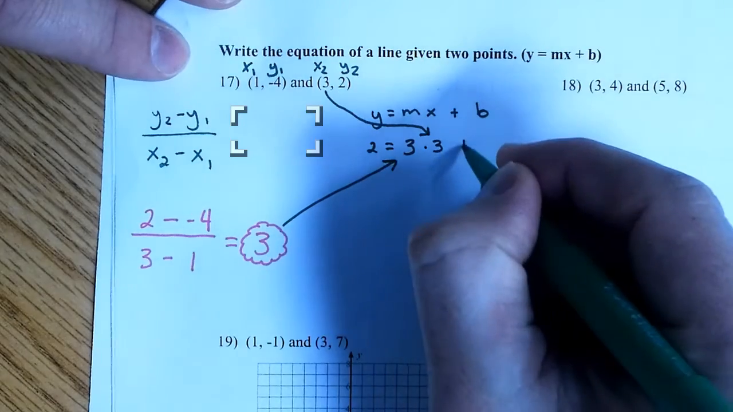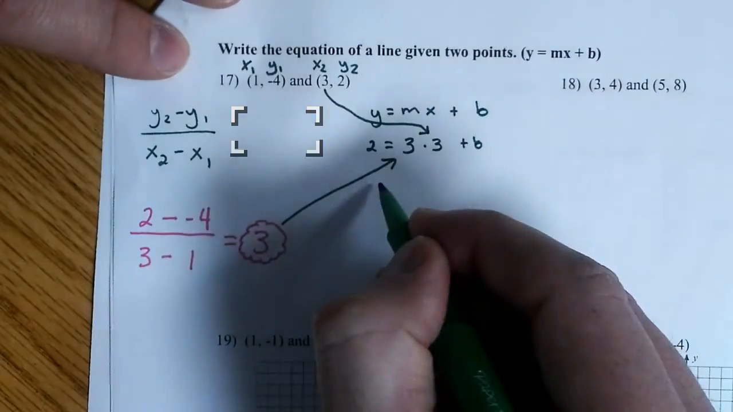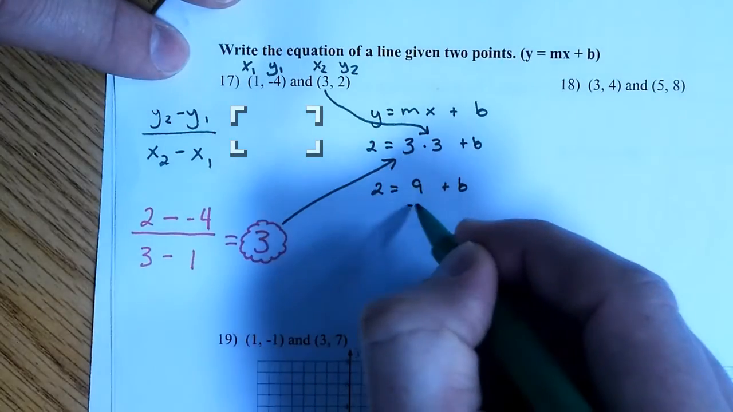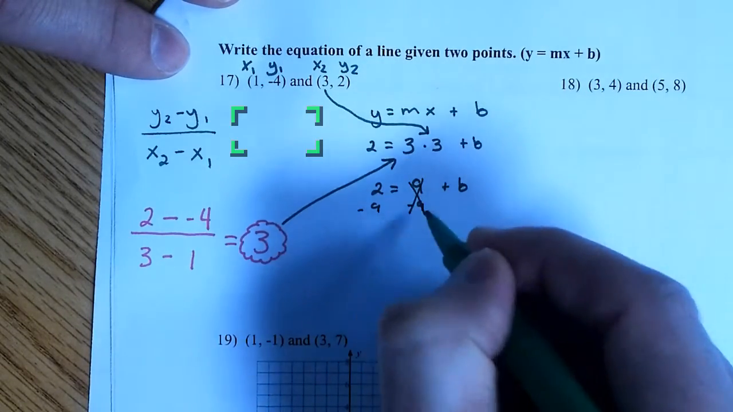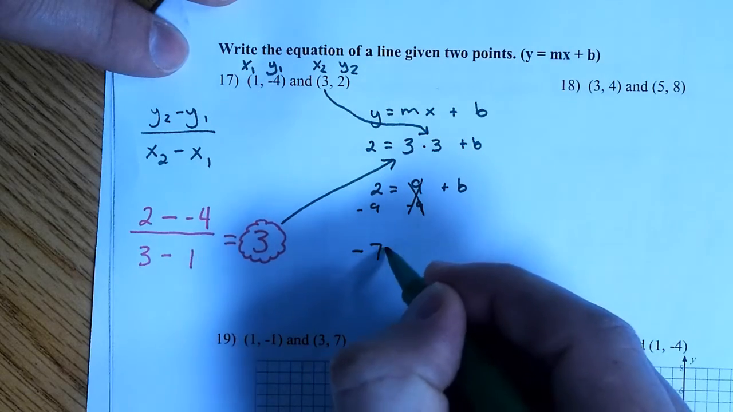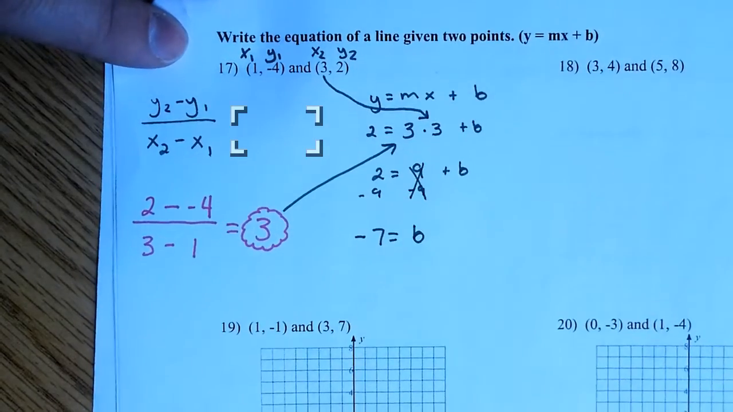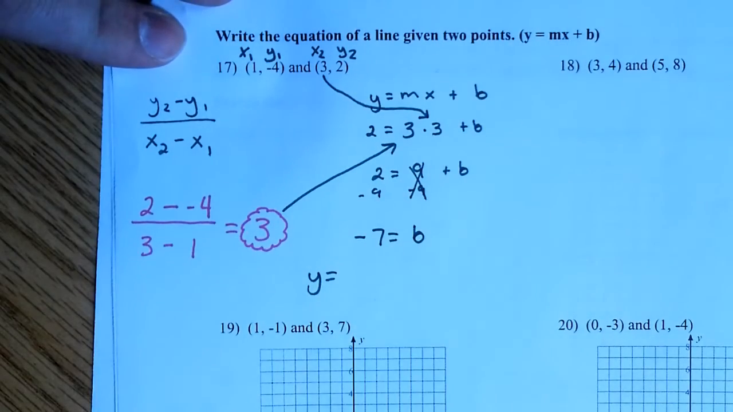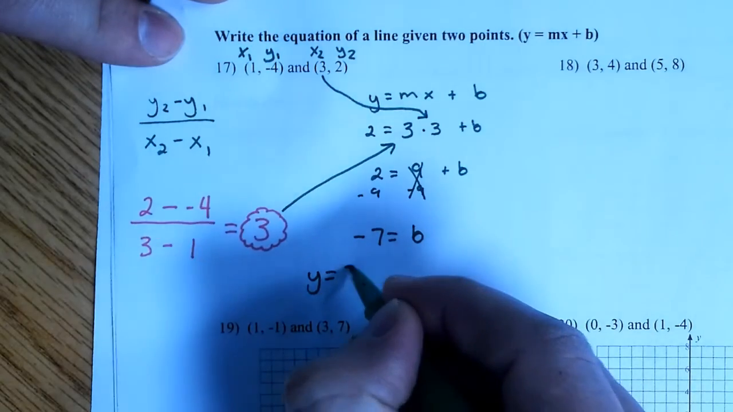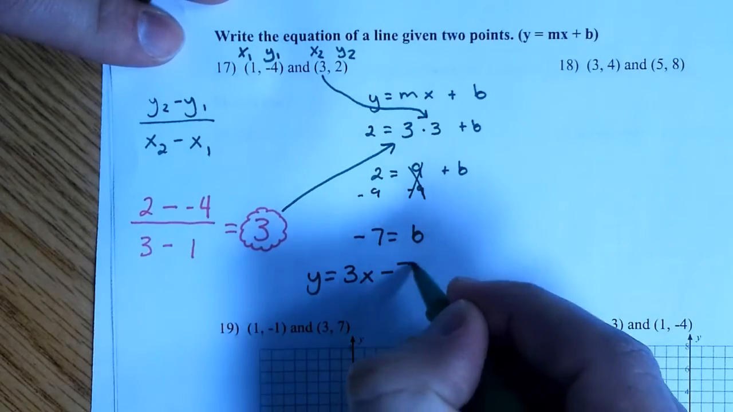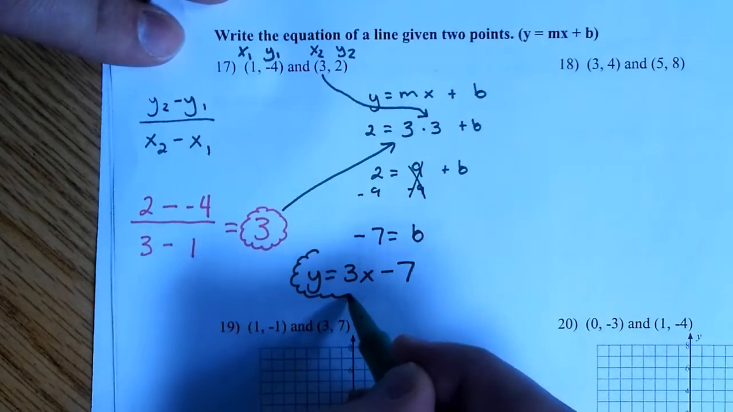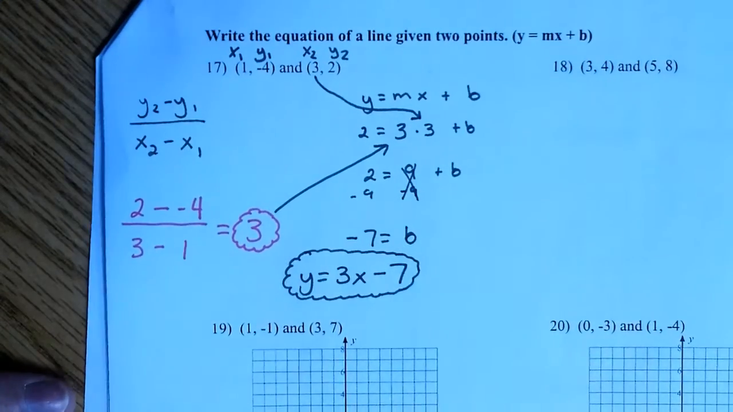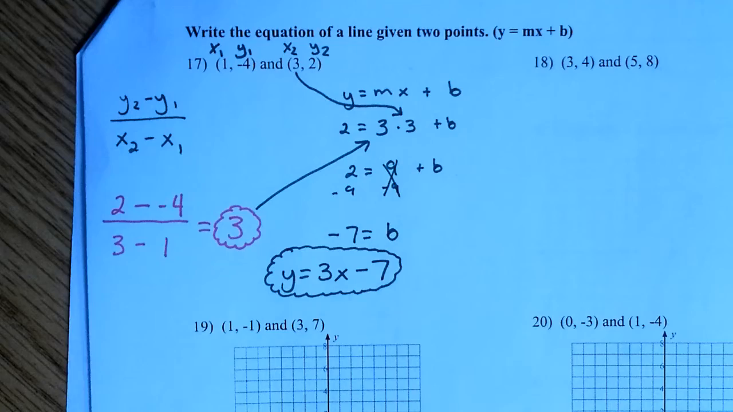And then the plus b. So 3 times 3 is 9. From there, I subtract 9 from both sides. I'm going to go through that part quick because that was on the previous question. So that's negative 7 equals b. Now we can write our equation. y equals, what's our m? Our m is 3, so 3x. And then our b, which is negative 7. So that would be our final answer for writing an equation, y equals mx plus b.